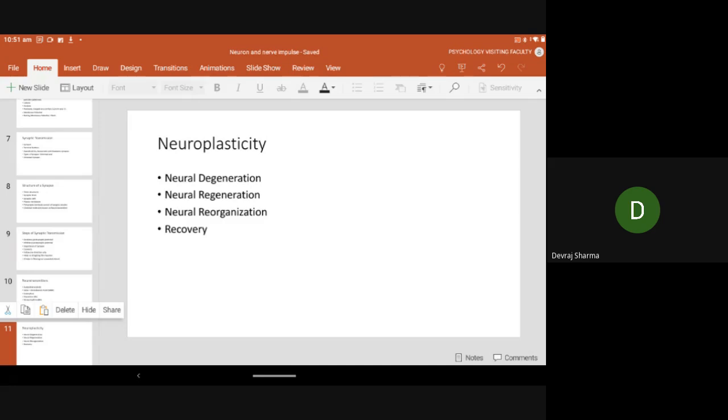So, once the neurons are destroyed in the CNS, or central nervous system, they do not recover. However, what happens in the PNS, the peripheral nervous system, is that they do try to regenerate. But the normal functions may not be possible here, and if the recovery process does take place, then there are different ways.